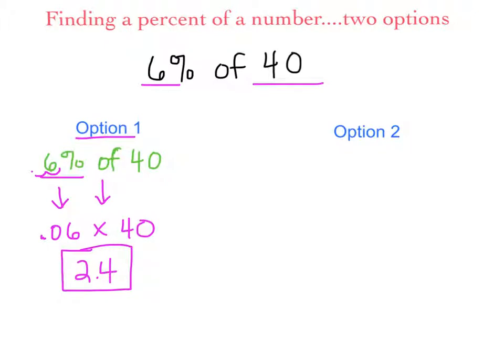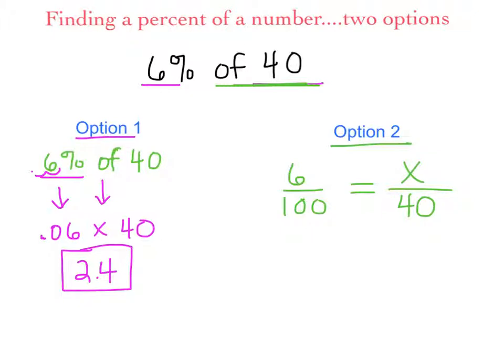The second option that you may use is by setting up a proportion. All right, so first thing, again, you know your percent always goes over 100. So I have 6% over 100. And then I see that keyword of with that. So that's my whole, which is 40. It goes on the bottom. I don't know my part.